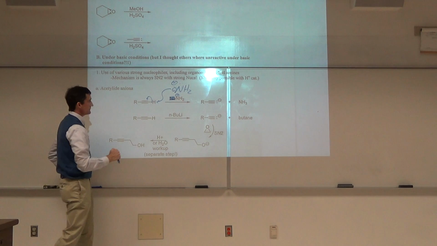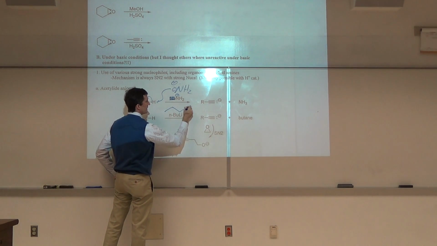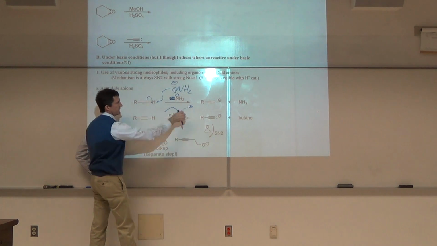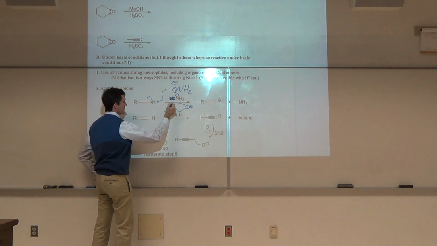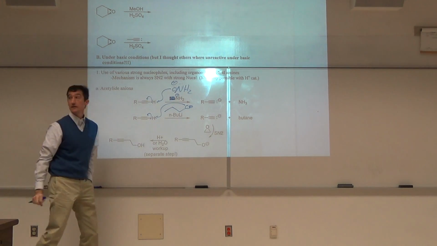What do we make? Ammonia. We can also do this with n-butyl lithium. Of course, n-butyl lithium is just butane with an anion, lithium there. These electrons take the H. Electrons stay behind. Same thing. What do we make? We make butane there.